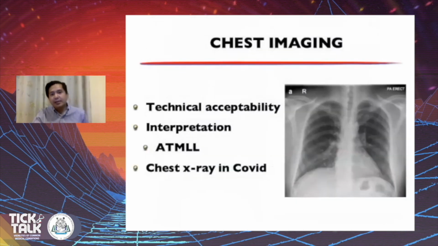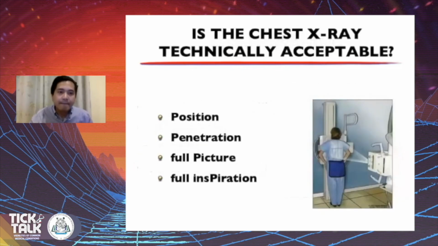So we have tackled chest imaging in pulmonary medicine. We have discussed technical acceptability, interpretation, the ATMLL, and chest X-ray in COVID. So again, just a summary. Is the chest X-ray technically acceptable? We have to look for the 4 P's. The position, PA view, 6 feet away. Okay, the penetration, the full picture. We should see the sulci and the other structures that should be seen in chest X-ray, and it should be taken on full inspiration.